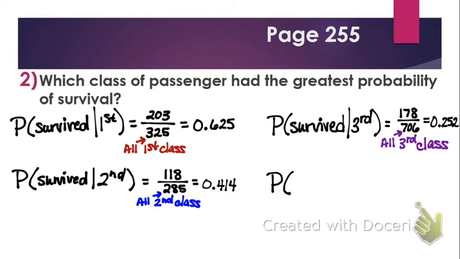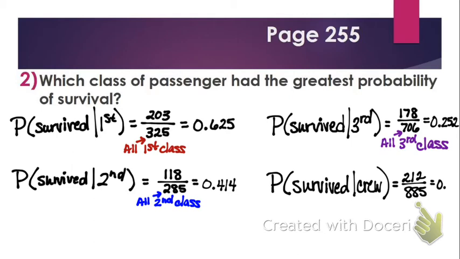I'm curious how the crew fared. Surely the crew got on those lifeboats. Yes, 212 over 885. 0.239, so 0.24, right? 24% chance. If you were on this boat, what would you want to be in? First class. First class. All right.